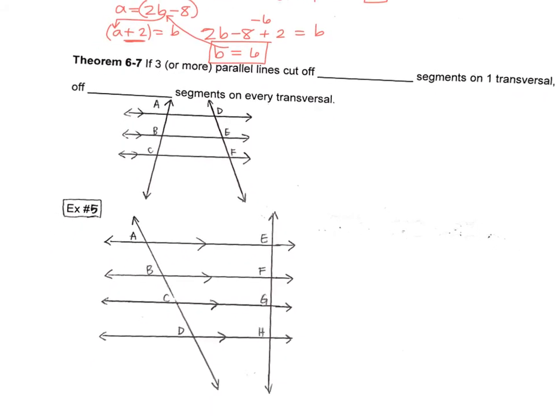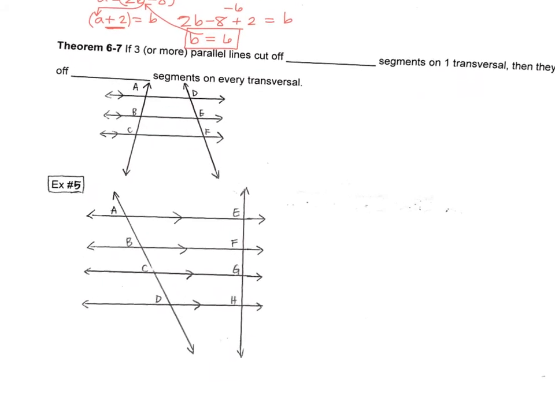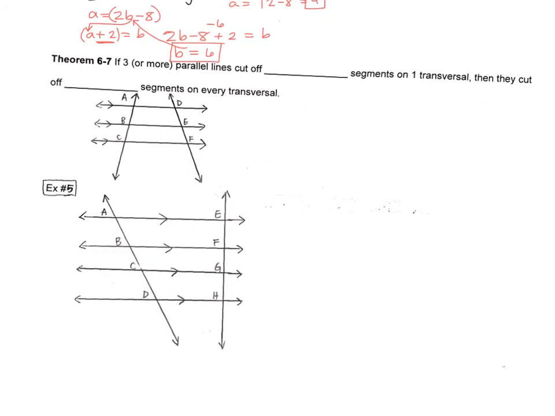And this is really the last of it for this first lesson. This one's pretty short. This one says, if 3 or more parallel lines cut off congruent segments, so segments of equal length, on one transversal, then they're going to cut off congruent segments on the other transversal as well. Or any other transversals as well.